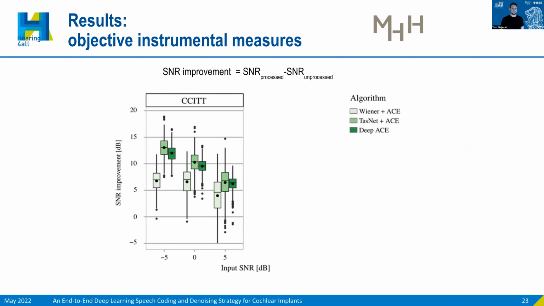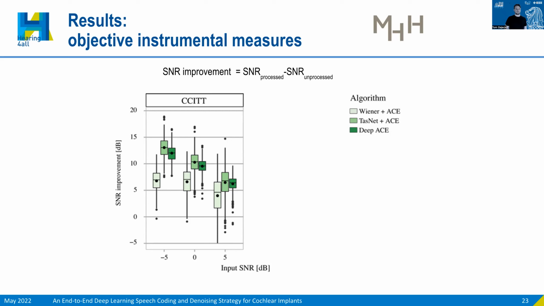To quantify the actual performance of the different approaches, we used a couple of objective instrumental measures. The first one is the SNR improvement, which characterizes the amount of removed background noise. In this box plot, we can see the SNR improvement as a function of the input SNR, which ranges between -5 and 5.